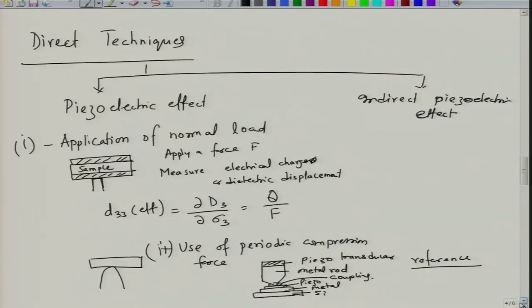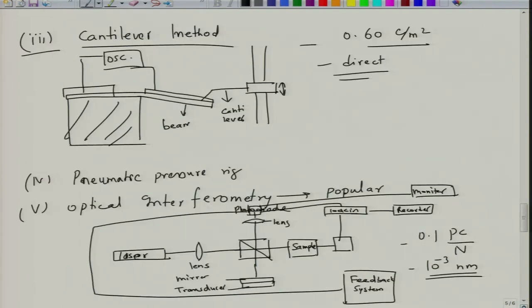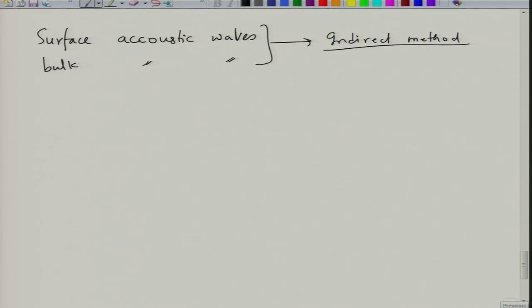And then if you look at the application of normal load, this has a lower accuracy, about plus minus 20 picocoulomb per Newton. And the periodic force, the periodic compression, has about 0.03 picocoulomb per Newton accuracy. Pretty accurate, but a little difficult measurement to make because of the use of liquid and things like that. So among direct methods, the popular ones are application of normal load, the cantilever method and the optical interferometry method. Among the indirect methods, surface acoustic wave or bulk acoustic wave methods are more important, basically based on resonance and so on and so forth.